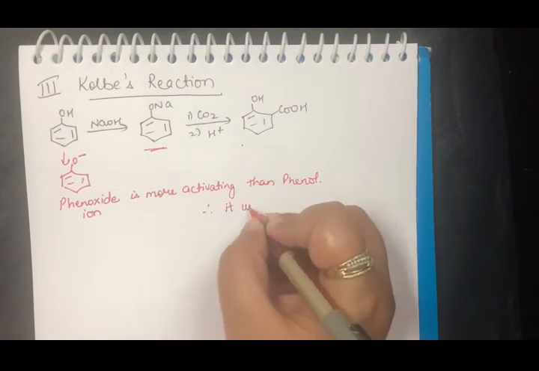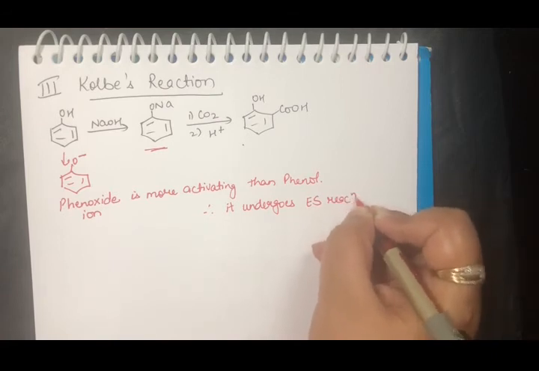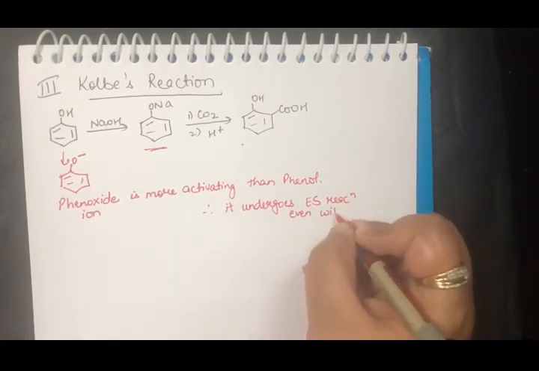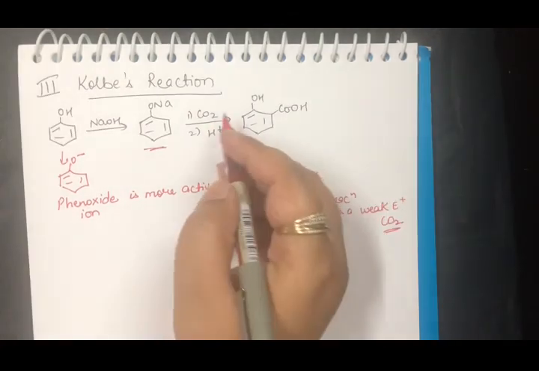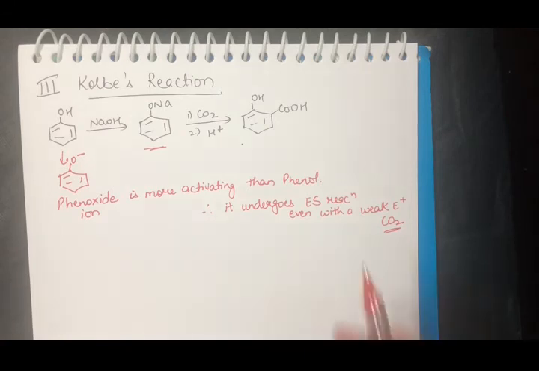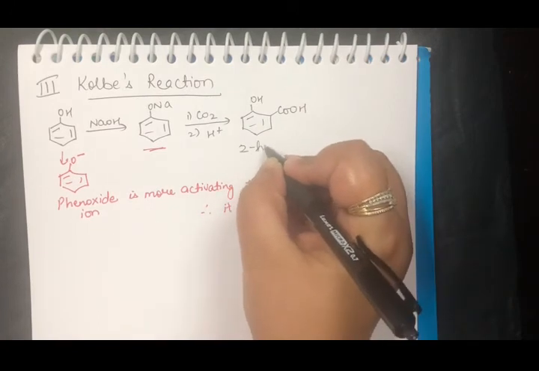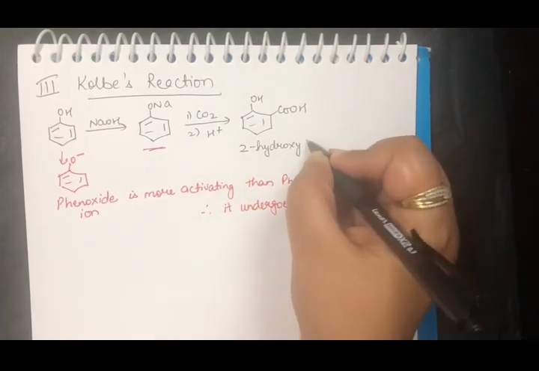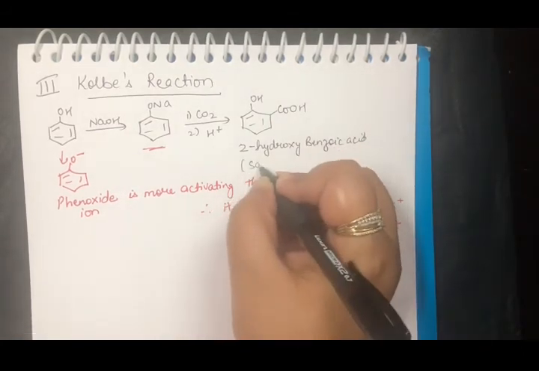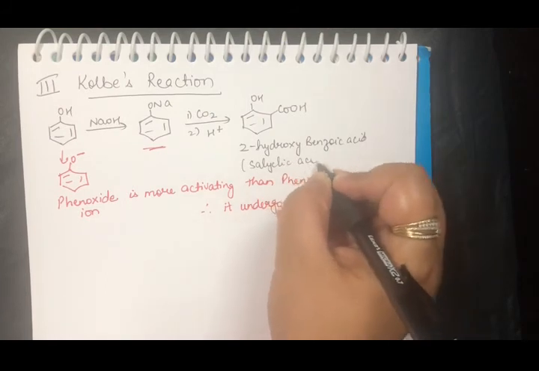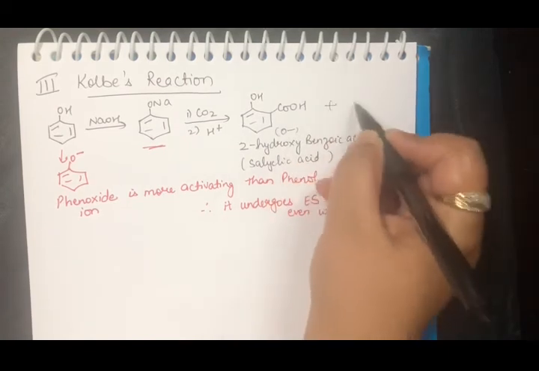Therefore, it undergoes electrophilic substitution reaction even with a weak electrophile, which is carbon dioxide here in this case. Now you get a product which is called 2-hydroxybenzoic acid, or you also call it salicylic acid. Now you will ask me why there is only ortho product and there is no para product.